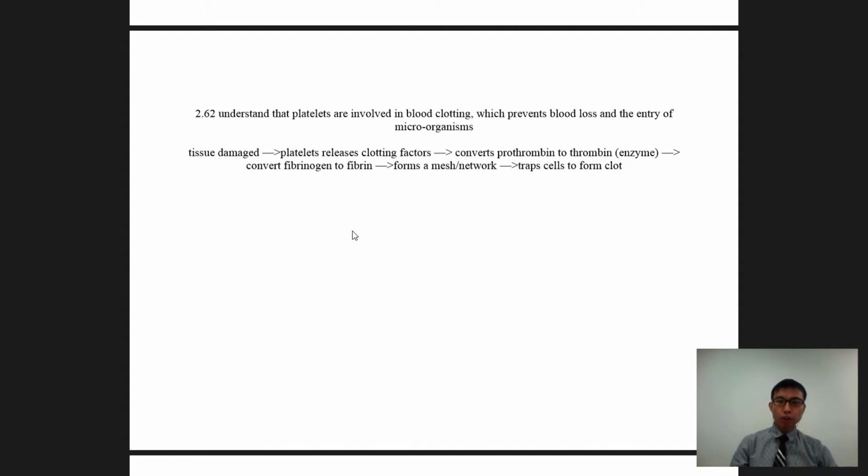It's going to convert fibrinogen, which is a soluble protein, into fibrin, which is an insoluble protein. Now this insoluble protein, imagine it's like a strand, and this strand is going to start cross-linking to form a network, and this network is going to trap blood cells and then form a clot.